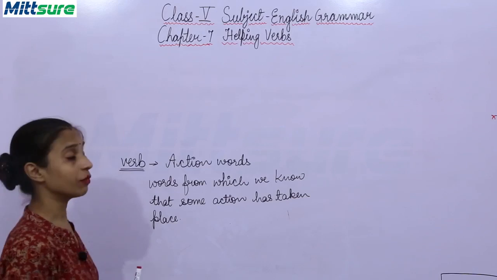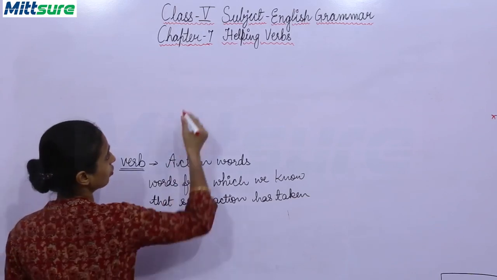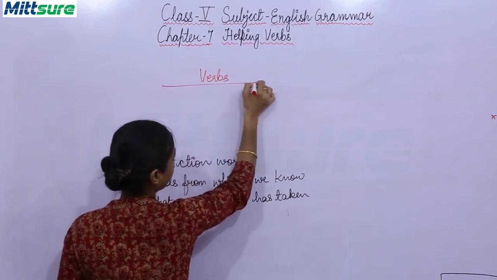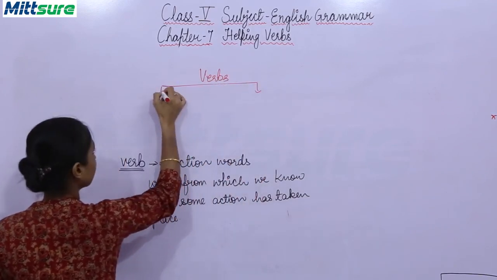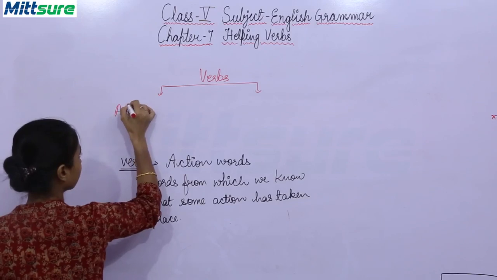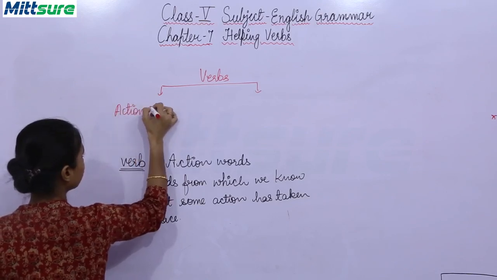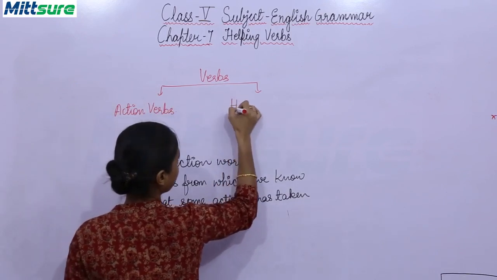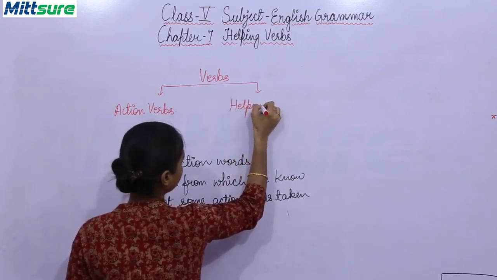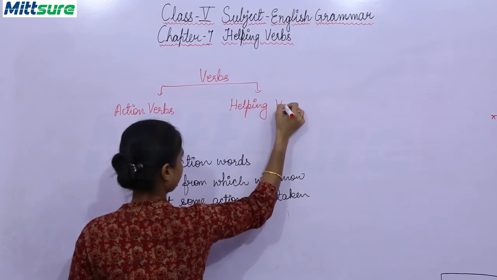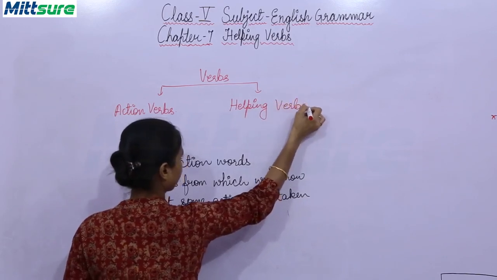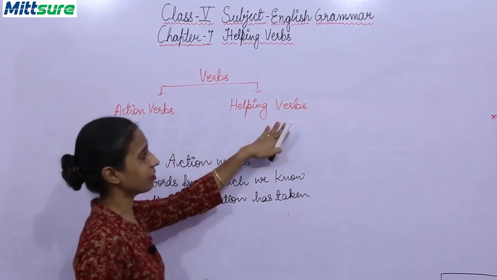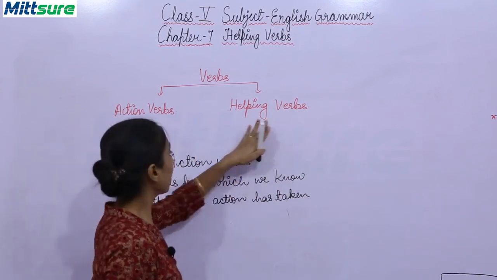Now children, verbs are of two types. First is action verbs, and the second one is helping verbs. The first one is action verbs and the second one is helping verbs.